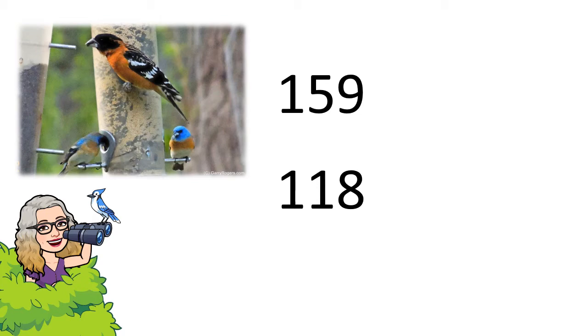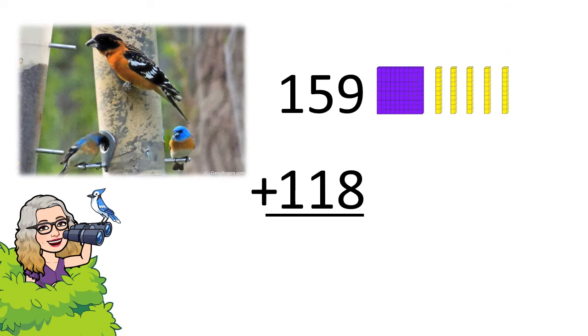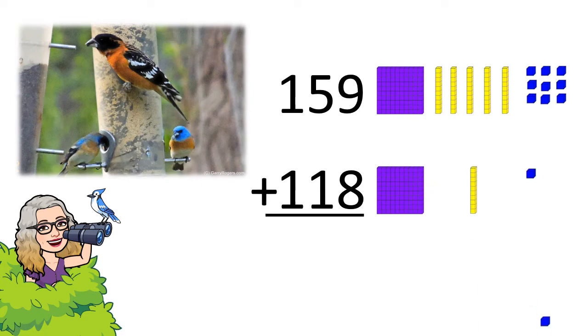In order to solve that word problem, we have to find a total number of birds, which means we need to add those two numbers to get that total. But before we do that, let's represent these numbers with base 10 blocks. You will remember that 159 can be represented with 1 hundreds block, 5 tens blocks, and 9 ones blocks. 118 can be represented with 1 hundreds block, 1 tens block, and 8 ones blocks.